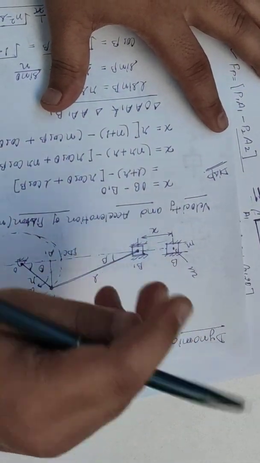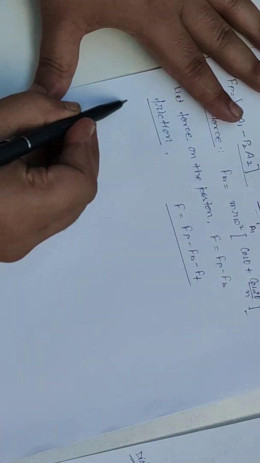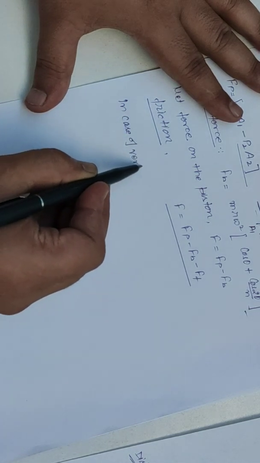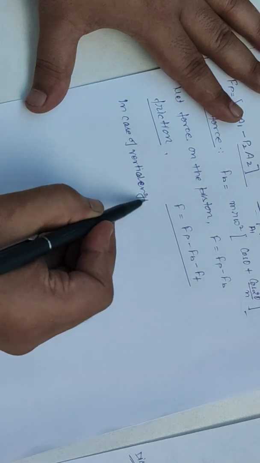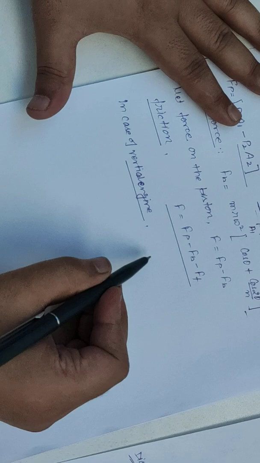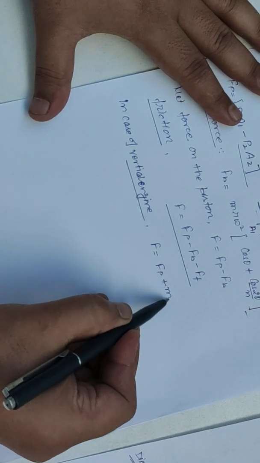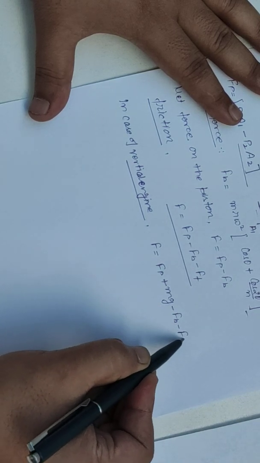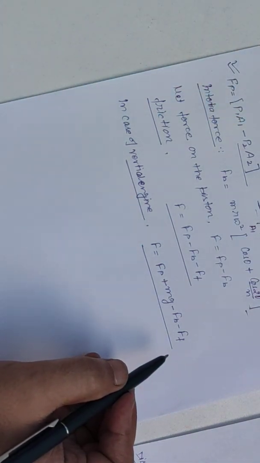Which is going to increase the effort. So in case of a vertical engine, this F will be equal to Fp plus mg minus Fb minus Ff. So this is the net piston effort.